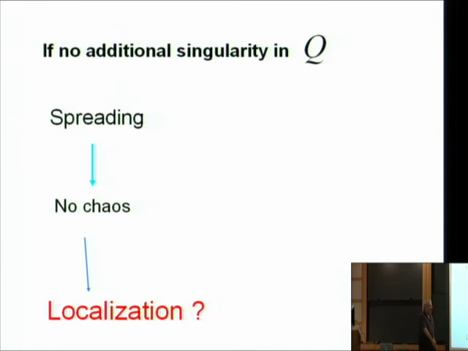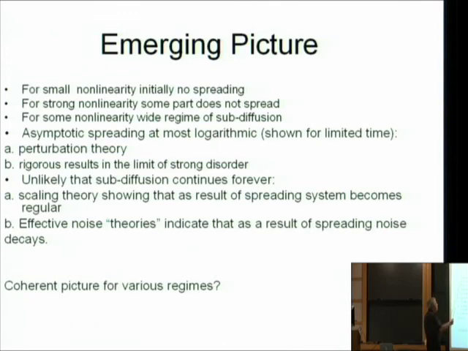Now, if you say this to the numerical people, they are not convinced by these arguments. So let me summarize the emerging picture. For small nonlinearity, initially you don't see any spreading. For strong nonlinearity, some part does not spread. This is a rigorous result of Aubry, Flach, and co-workers. So there is some stuff that gets stuck.